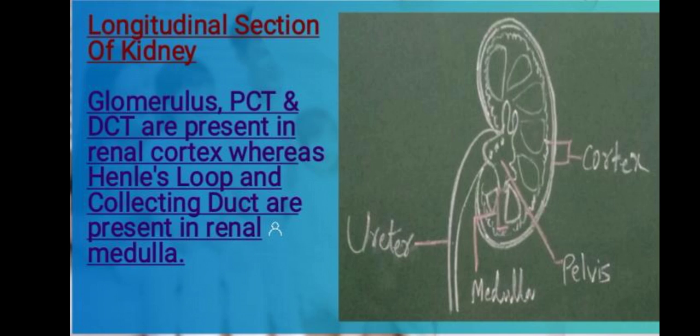This diagram represents the longitudinal section of the kidney. As you can see here, children, a kidney has two regions, renal cortex and renal medulla. Glomerulus, PCT and DCT are present in the renal cortex. It is the outer darker granular part of the kidney. Whereas Henle's loop and collecting duct are present in the renal medulla, which is the inner lighter part of the kidney formed of pyramids.